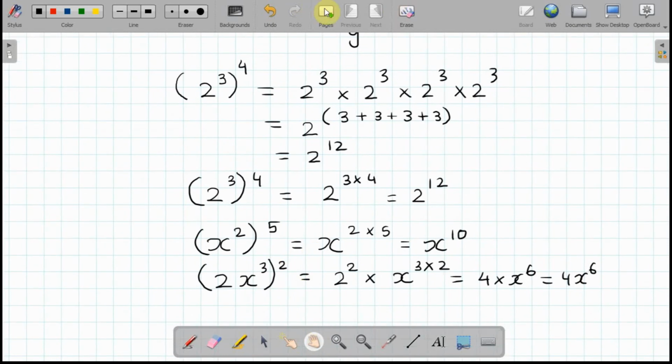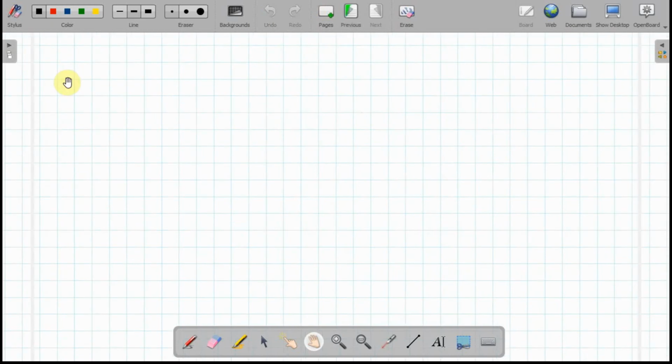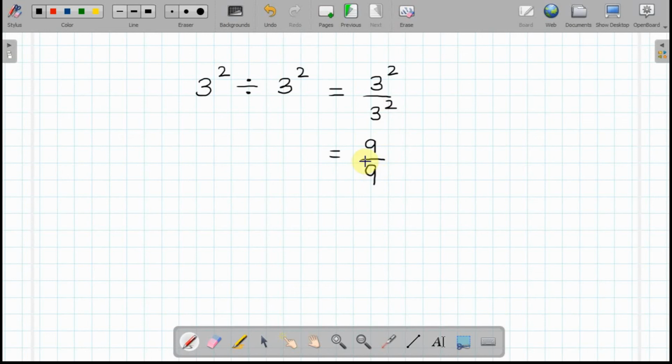Right, we're going to move on now to the zero power. So let's look at an example. Let's say 3 squared. Let's see how this is going to work. Now 3 squared divided by 3 squared. That's the same as saying 3 squared over 3 squared, because in a fraction, this line over here is the same as division. So 3 squared is 9 and 3 squared is 9.